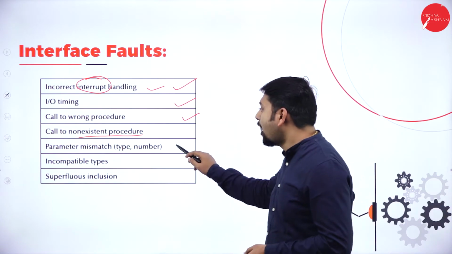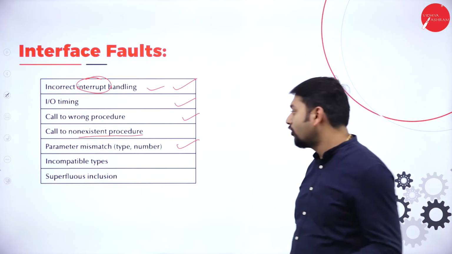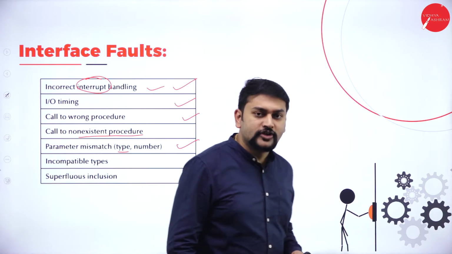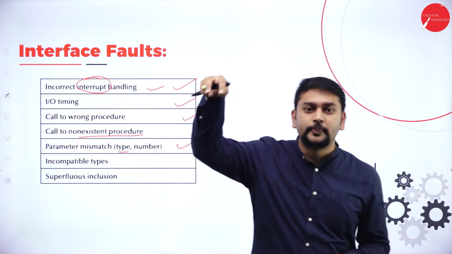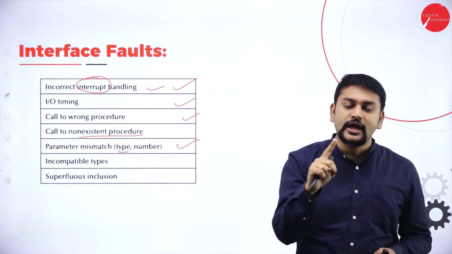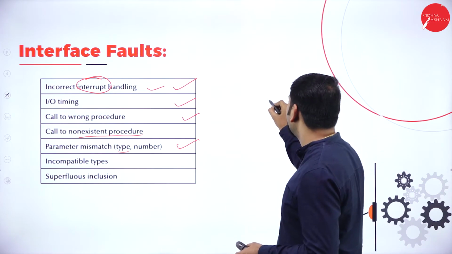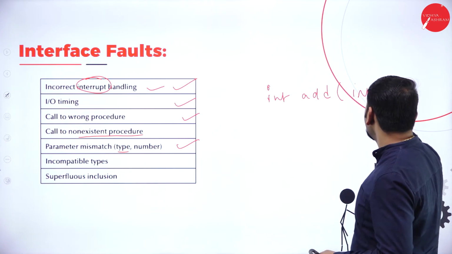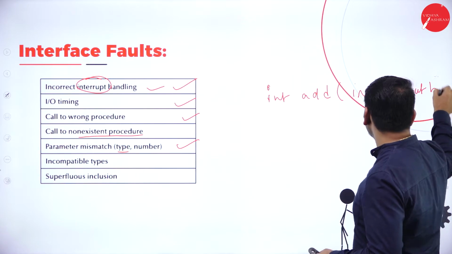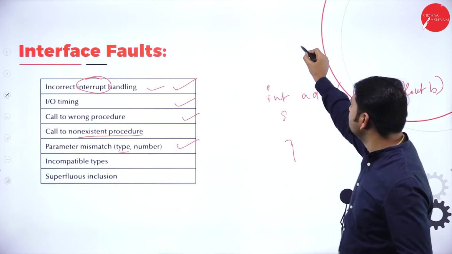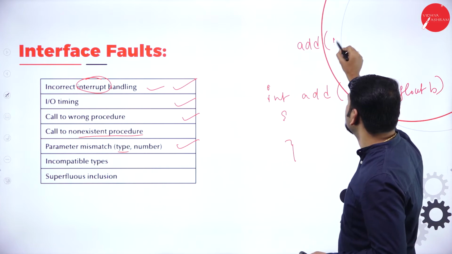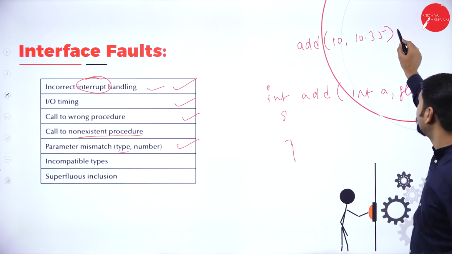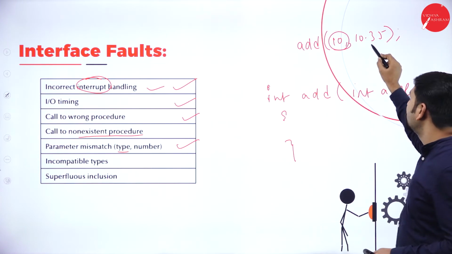And the next one is parameter mismatch. The number and types of parameters. Say for example, I have a function for which I have to pass two parameters. One is of type int, another one is of type float. Say I have int add, so for this function I need int a comma float b. How many parameters do I have to pass to call this function? Say I pass 10 comma 10.35. This is how I call this function. So I have the integer as well as the float.